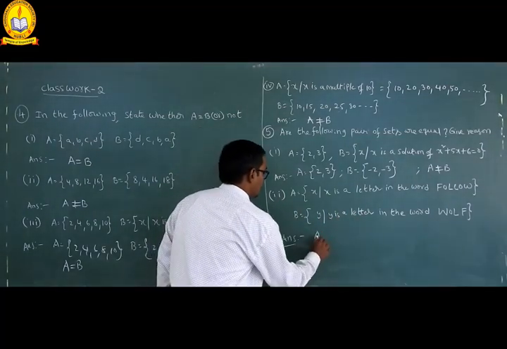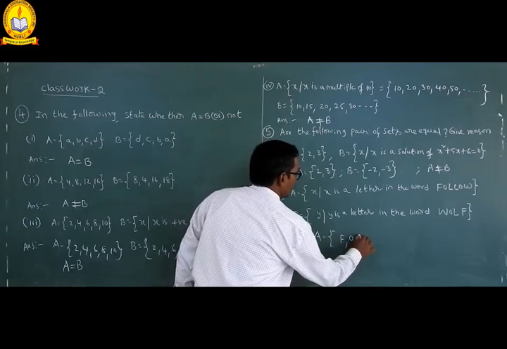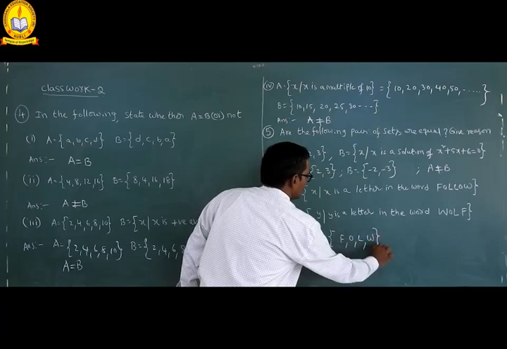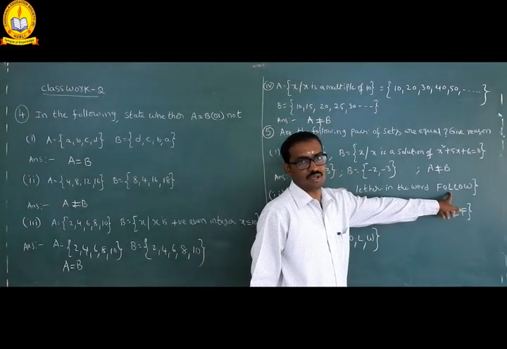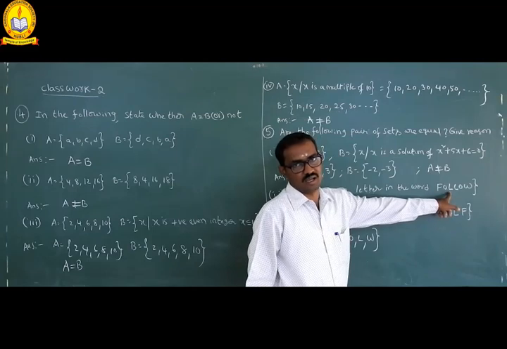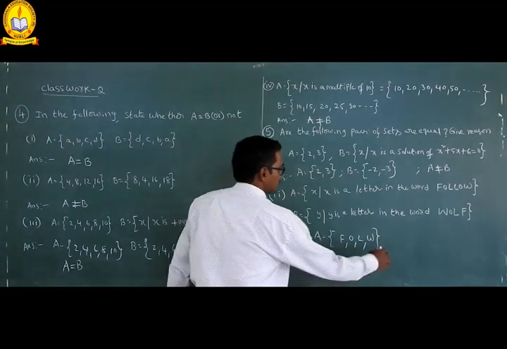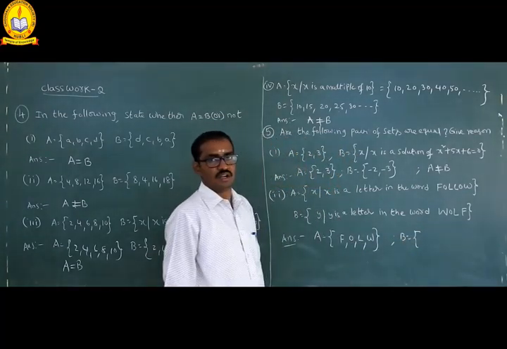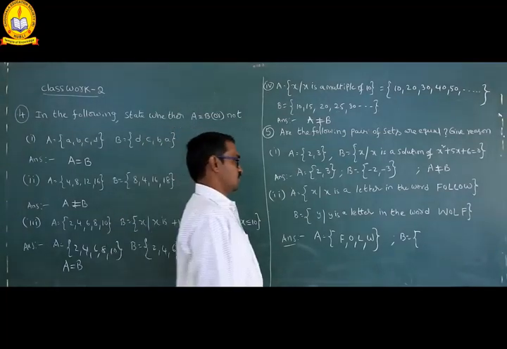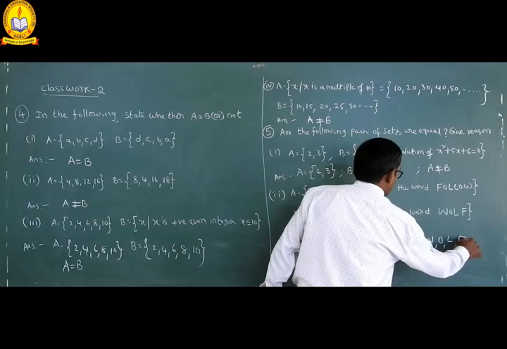Set A letters are F, O, L, W. All the different letters. We don't repeat L. Here L came 2 times, but we don't write it 2 times, only 1 time. Set A: distinct letters. Set B is equal to the different letters in the word wolf: W, O, L, F.